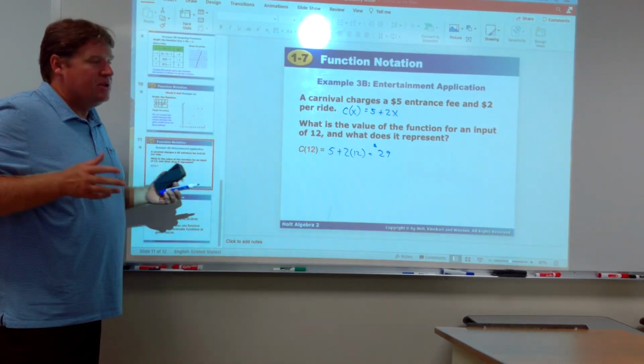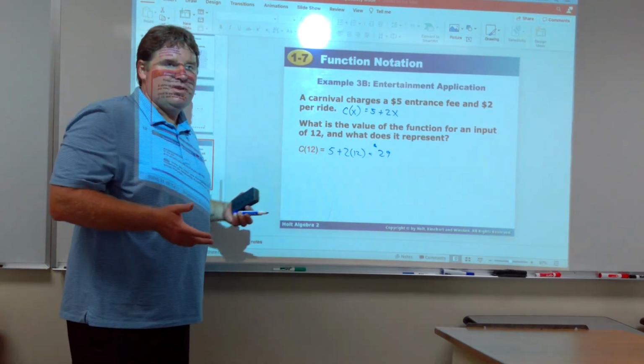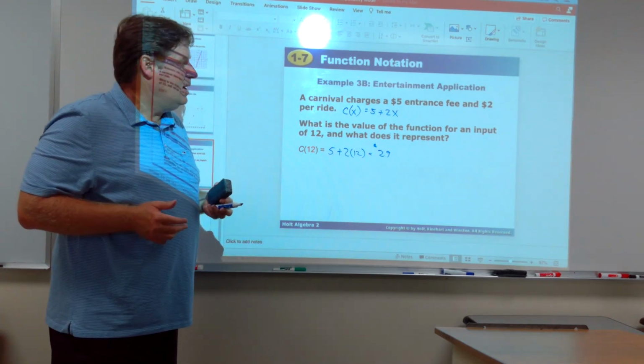Okay, so get used to that notation, be able to put things into a function, get the input, output. Should be fairly easy.